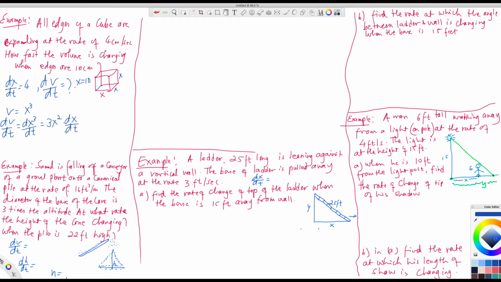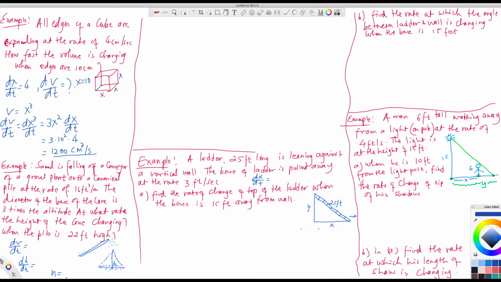So what it is asking is the dV over dt. So dx over dt is 4 and x is 10. So let's plug in that. 3 times 10 squared, times dx over dt, which is 4. So what do you get? 1200. So it is 1200 centimeters cubed per second. This is the final answer for this example.